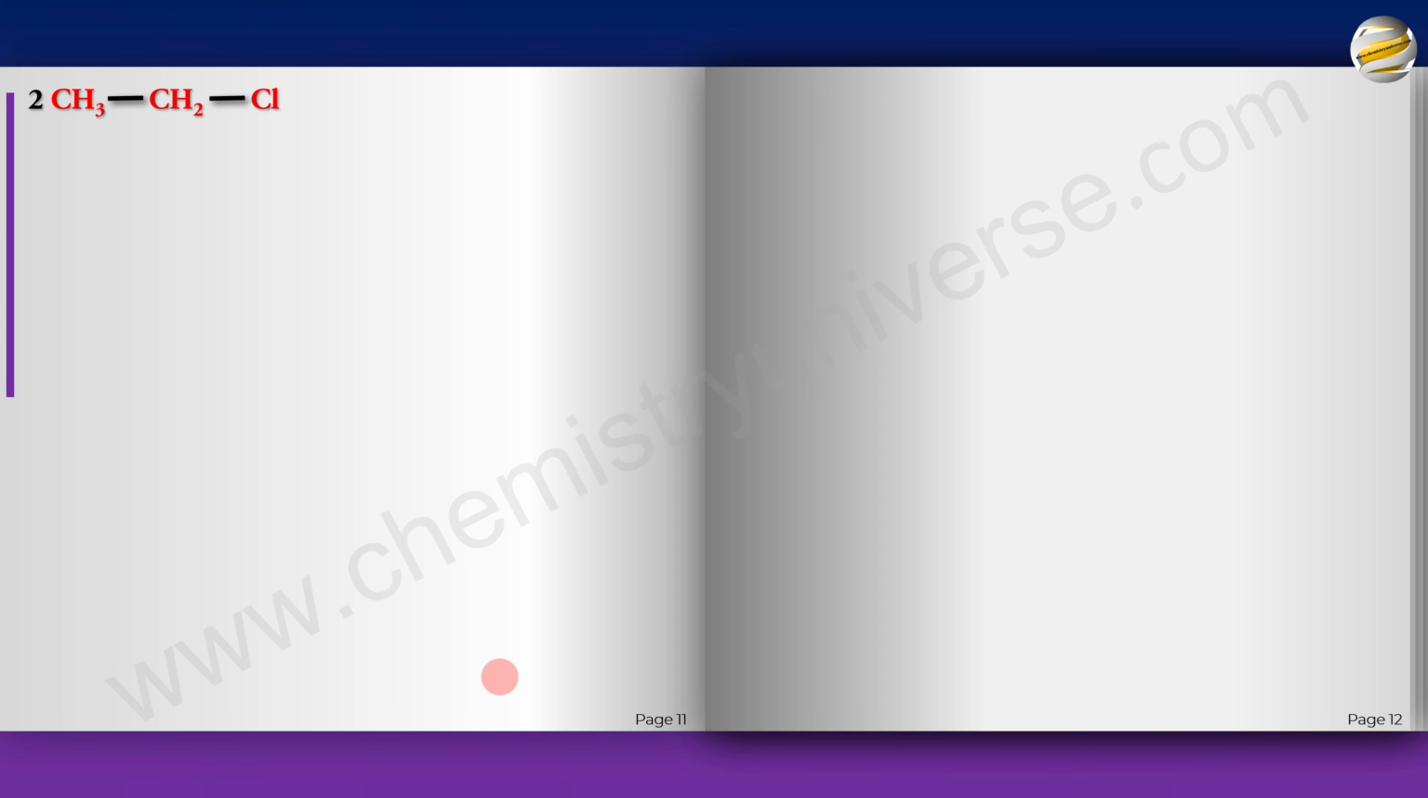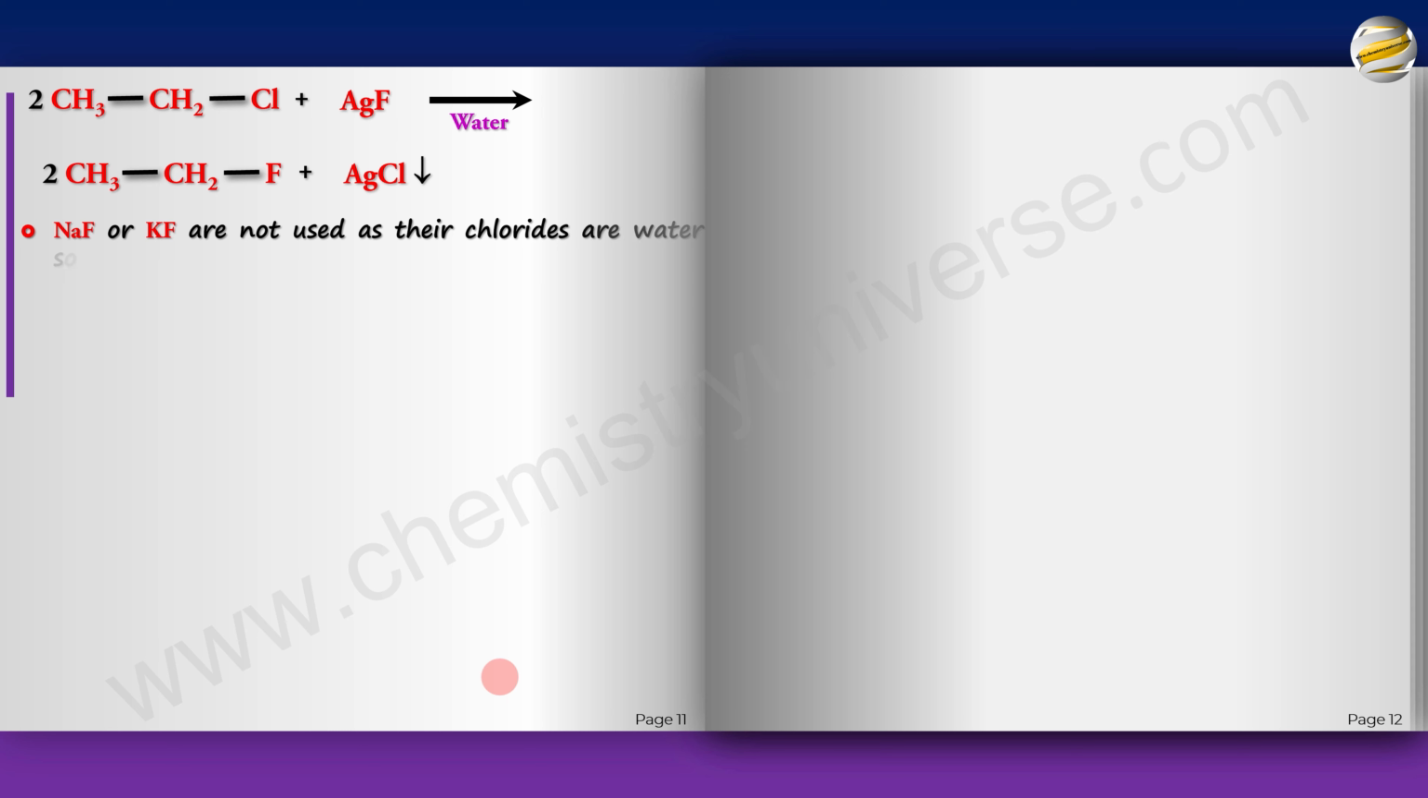The same is true if you take AgF. You can take cobalt, you can take any transition metal, heavy metal halide. But you cannot take NaF or KF because NaCl and KCl or NaBr and KBr formed will also be soluble in water. So you cannot take the alkali metal halides.